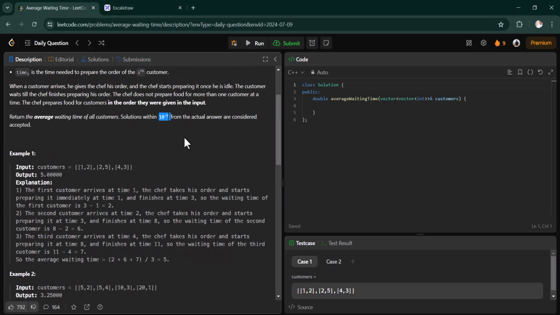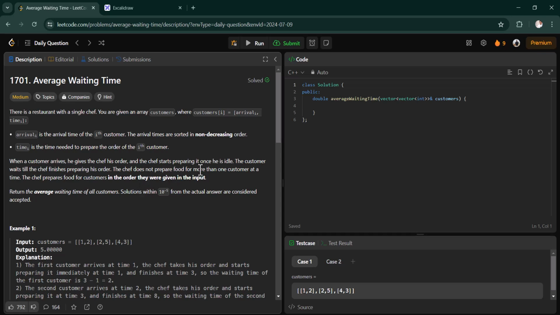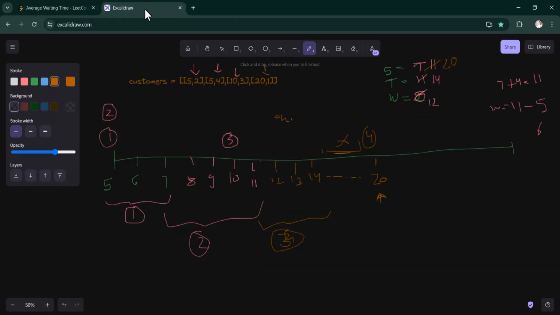Okay, the chef starts preparing once he is idle. So he was already idle. At 20 unit time the customer has arrived, so he will start preparing for it. So start time would be 20 now. Now how much total time will it take? 1 unit of time. So at 20 it has arrived, and 1 unit of time it will take to prepare. So total time would be 21.